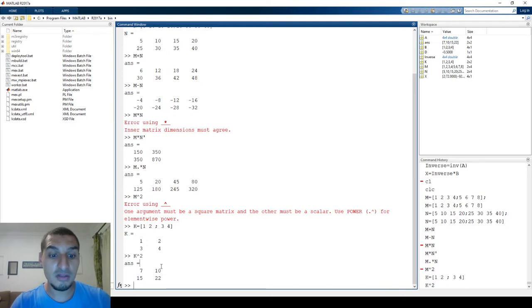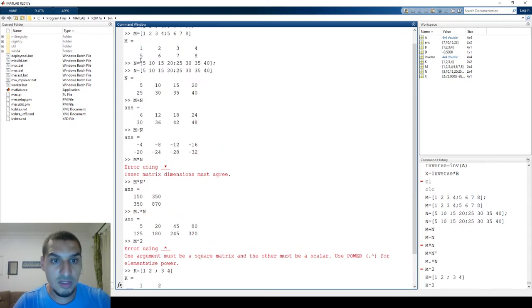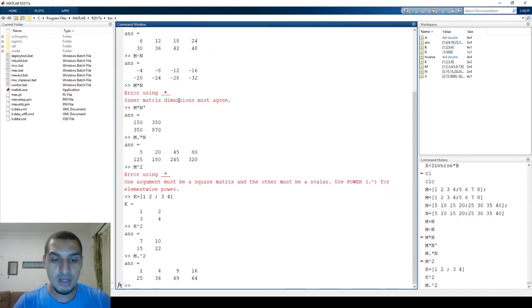But you can do it for non-square matrices like M with the element-wise power, which is the same as we did in multiplication. So for M, I have M 1, 2, 3, 4. So this will be 1, 4, 9, 16, 25, 36, 49, 64. So this is what it does. So the element-wise multiplication, division, and power is very, very useful.